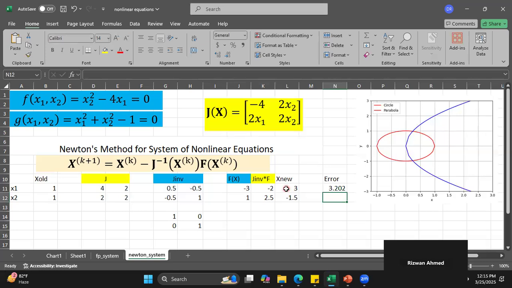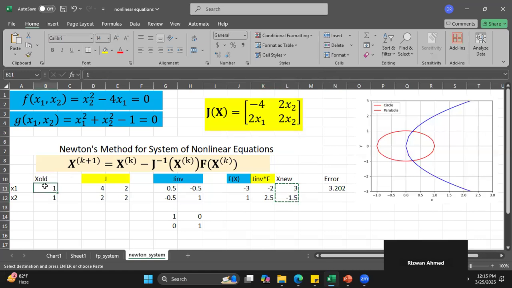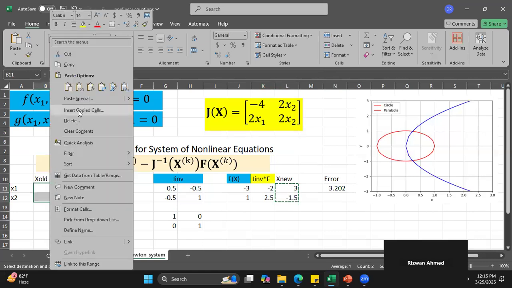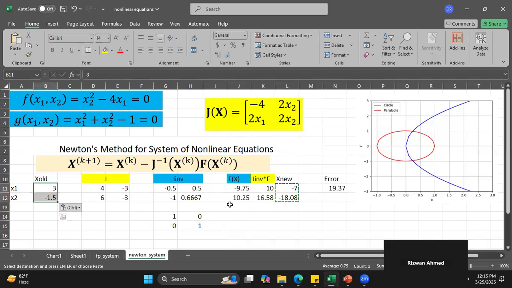Now for the next iteration, you have to start with the new value. So I cannot do the dragging. I will only do the copying and pasting. So I copy the new value from here, and I will do paste special with the option of values.